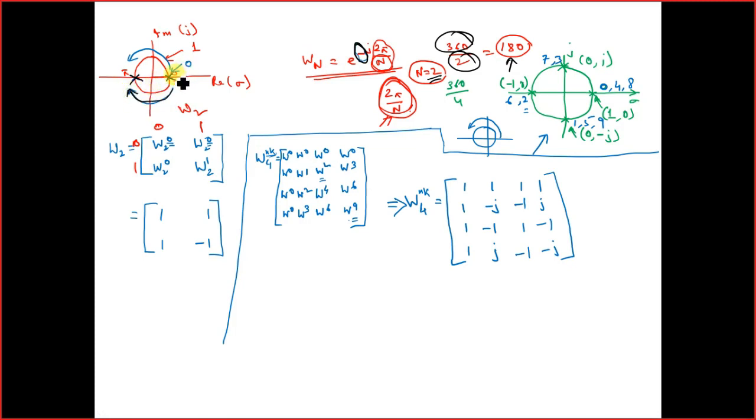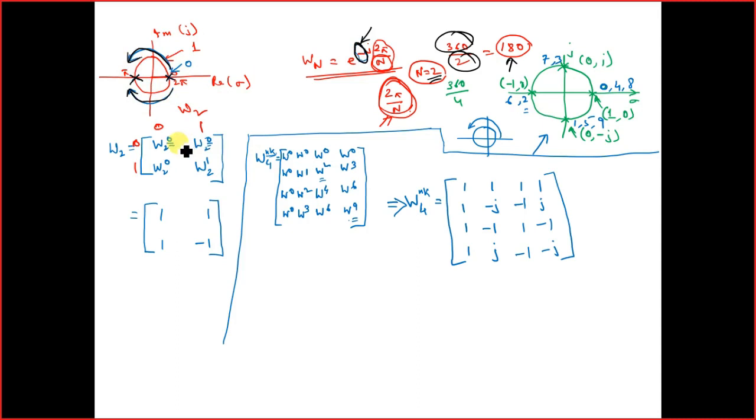Otherwise, what is the convention? We go 0 to pi and then pi to 2 pi. But since we are having this negative value over here, we will go in the clockwise direction and not in the usual anti-clockwise direction.